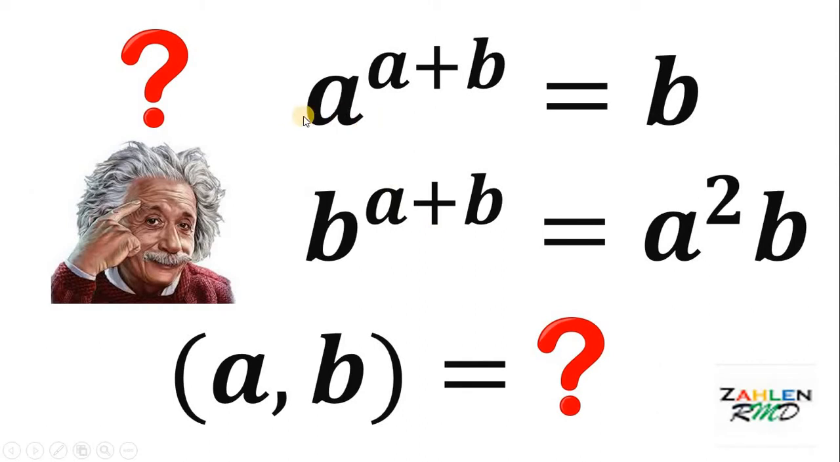Given the two equations a raised to a plus b equals b and b raised to a plus b equals a squared times b, our goal is to find all possible values of a, comma b. Now if you want to try this problem, just pause this video right now. And if you're ready, here's the solution.